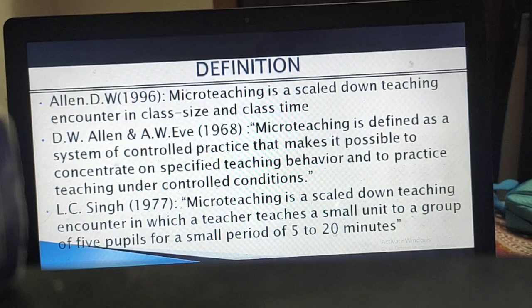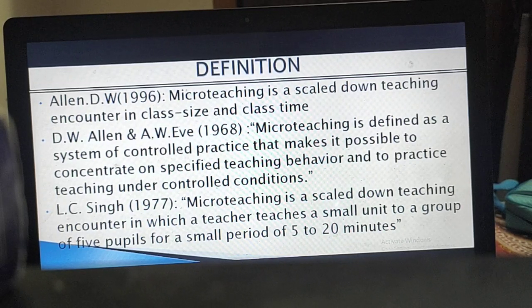D.W. Allen and A.W. Eve, 1968, defined micro teaching as a system of controlled practice that makes it possible to concentrate on specified teaching behavior and to practice teaching under controlled conditions. That means the conditions are controlled: class size is controlled, and class time is controlled.